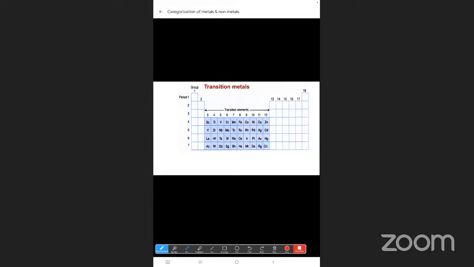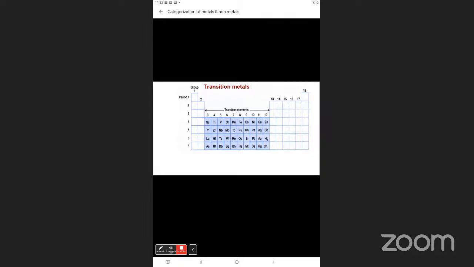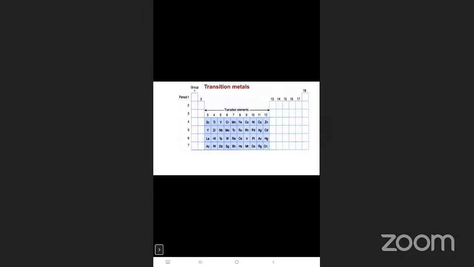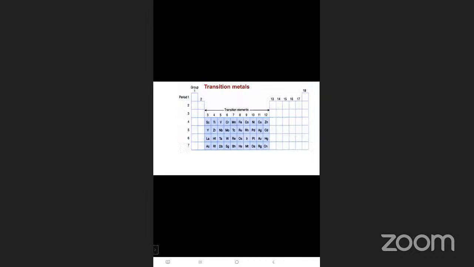From third B group to 2B group: third B, fourth B, fifth B, sixth B, seventh B, and this is the 8, 9, 10, completely 8th group only, and 1B, 2B. All these are called transition metals. In this, the elements can show different valencies; that means the oxidation number will change.